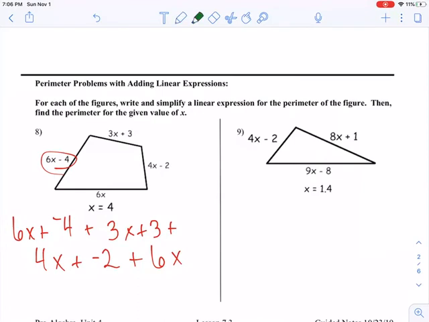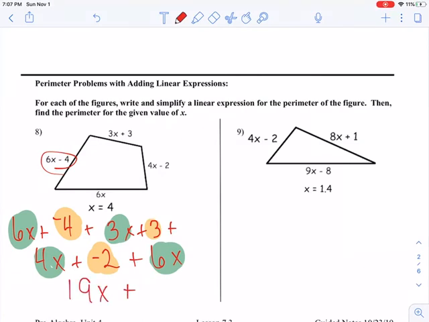So we're adding all those up, so let's look at what we can combine. We have a 6x, a 3x, a 4x, and another 6x. And we have a negative 4, a 3, and a negative 2. So your x is 6 plus 3 is 9, plus 4 is 13, plus 6 more is 19 x's. We have a negative 4, a 3, and a negative 2, which gives us a negative 3.